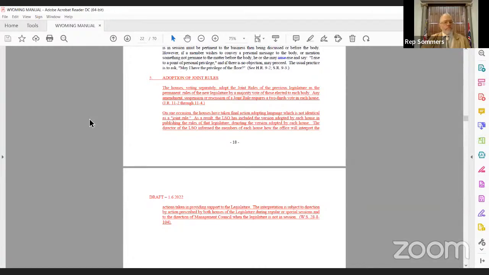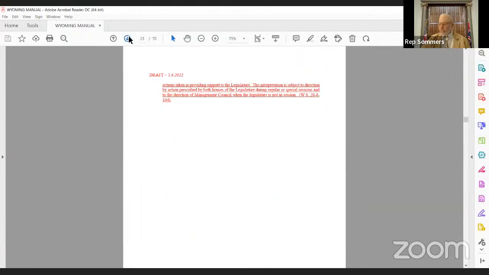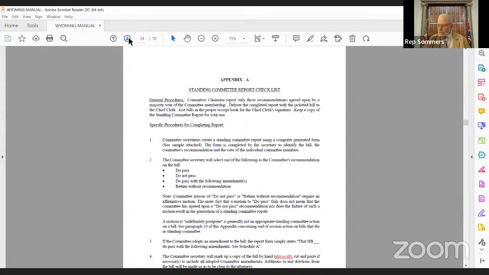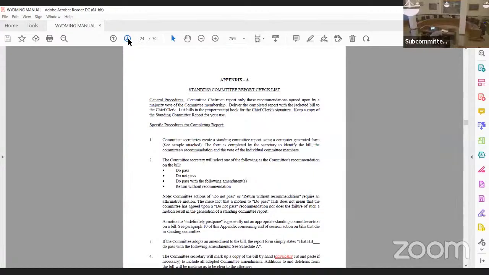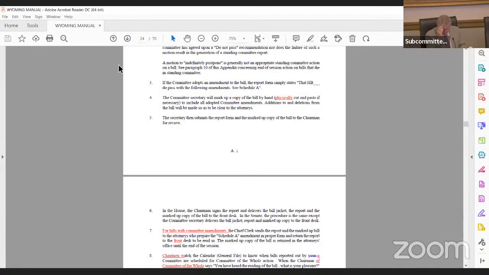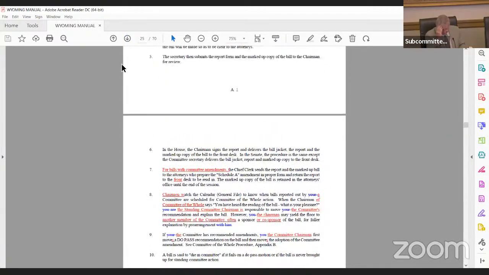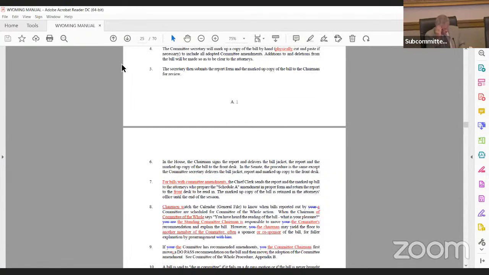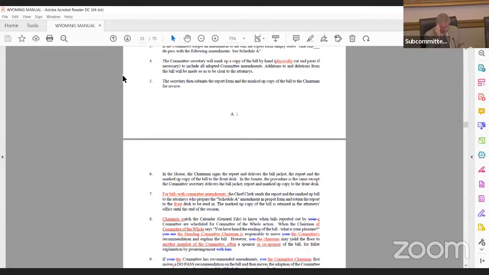Please proceed. Okay, Mr. Chairman. I'm on page 18. And this just makes it, I think, a little clearer that a majority of those present is required to sustain an appeal from the ruling of the chair. We talked about that a little earlier. Oh, sorry, we talked about joint rules. Went back a little bit on you.